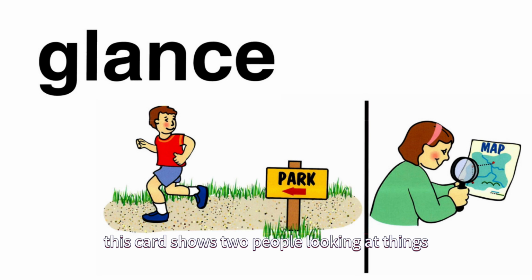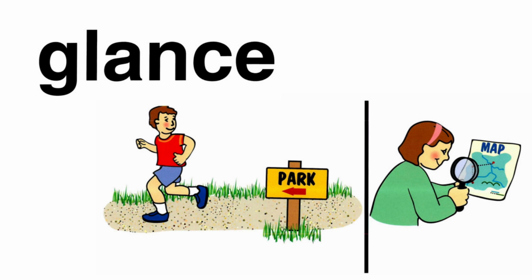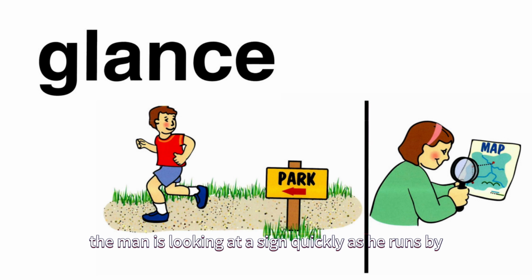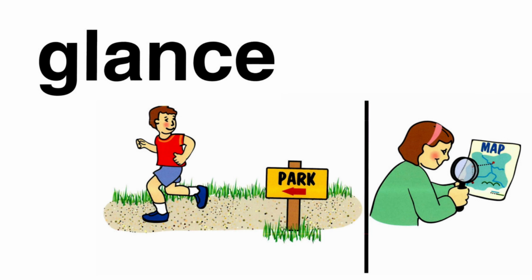Glance. This card shows two people looking at things. The woman is looking very closely at a map. She even has a magnifying glass to see it better. The man is looking at a sign quickly as he runs by. When people look at something quickly like that, we say they glance at it.